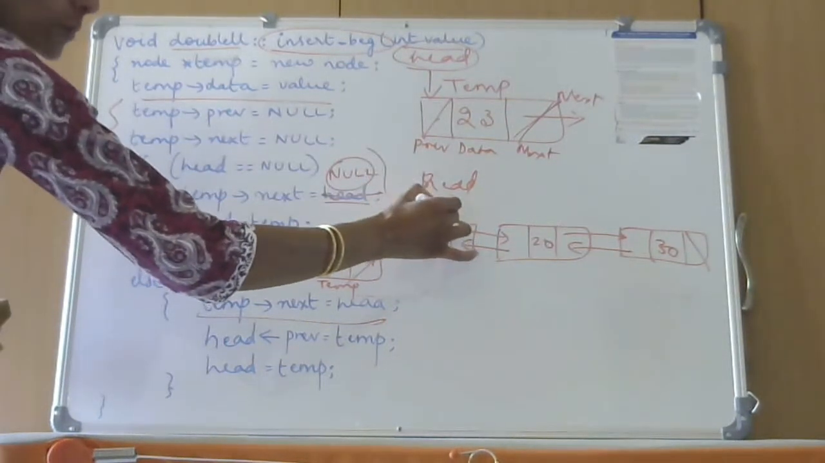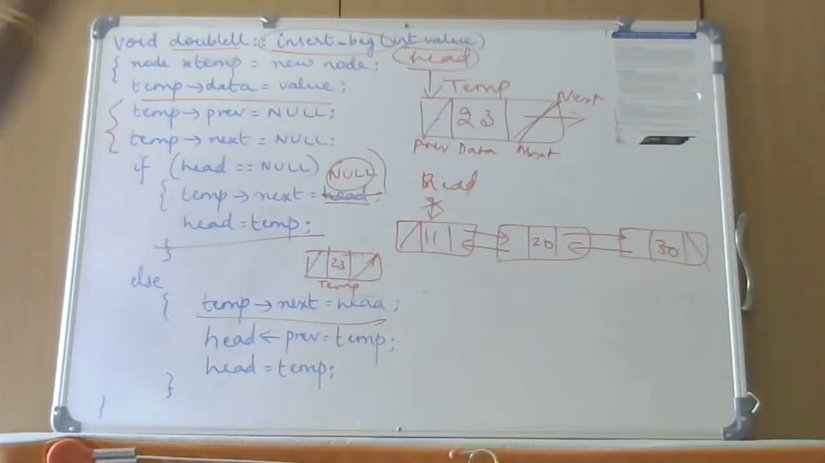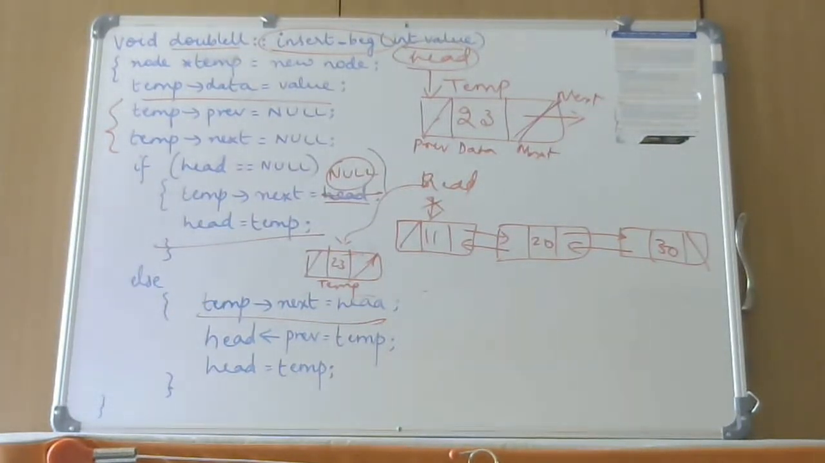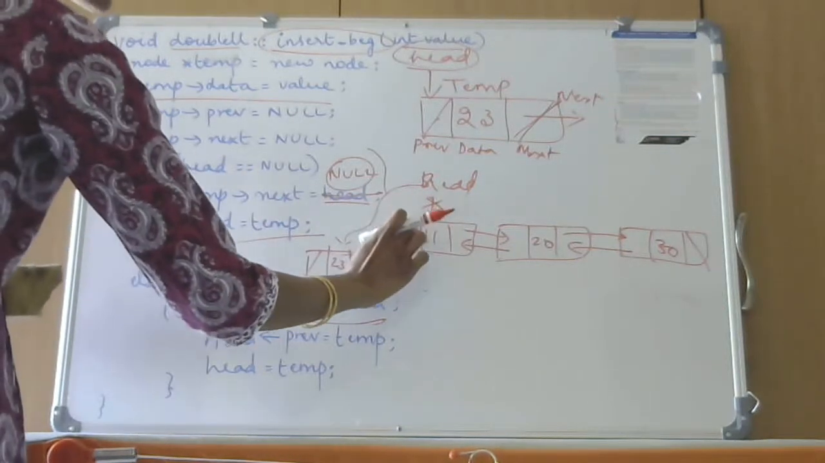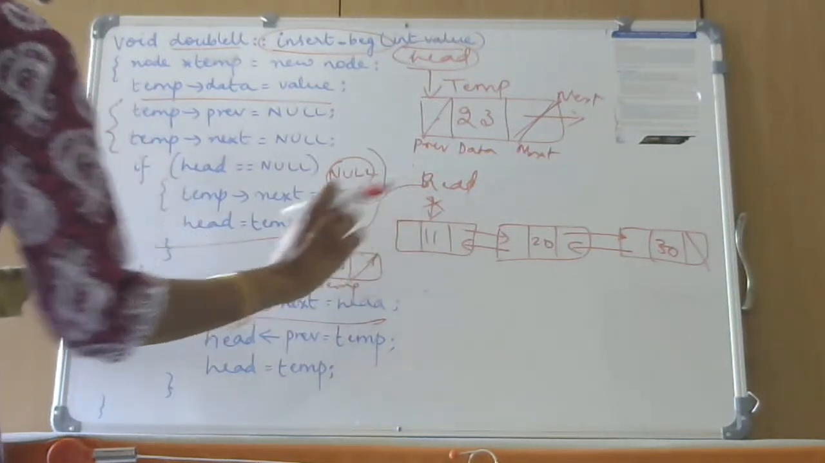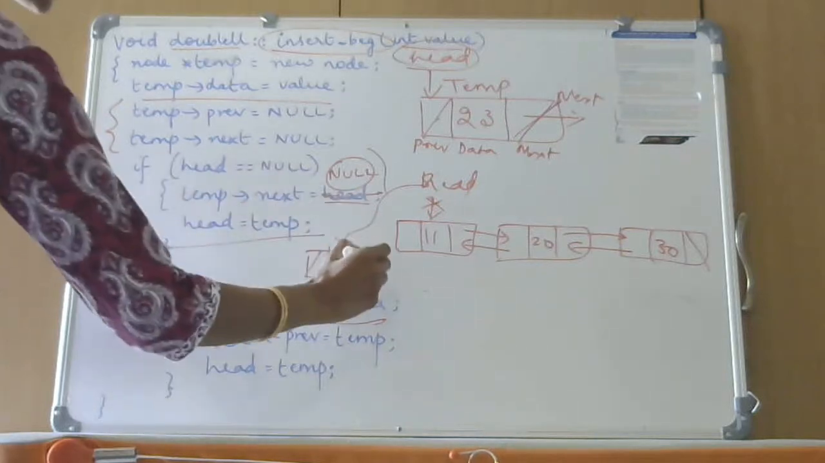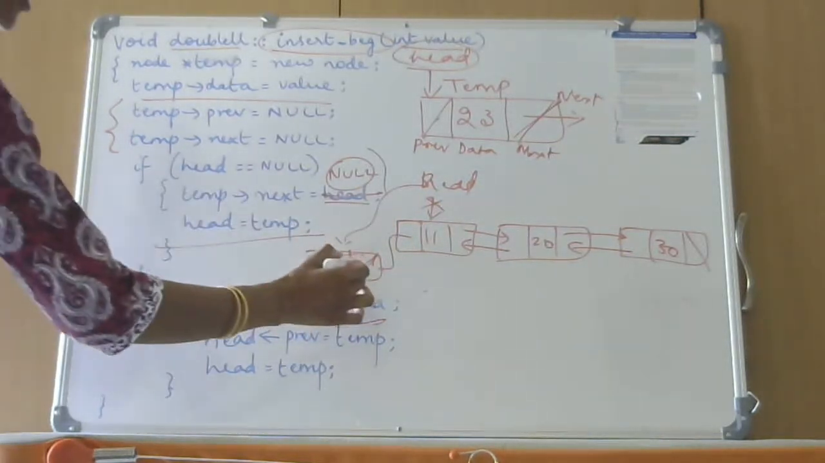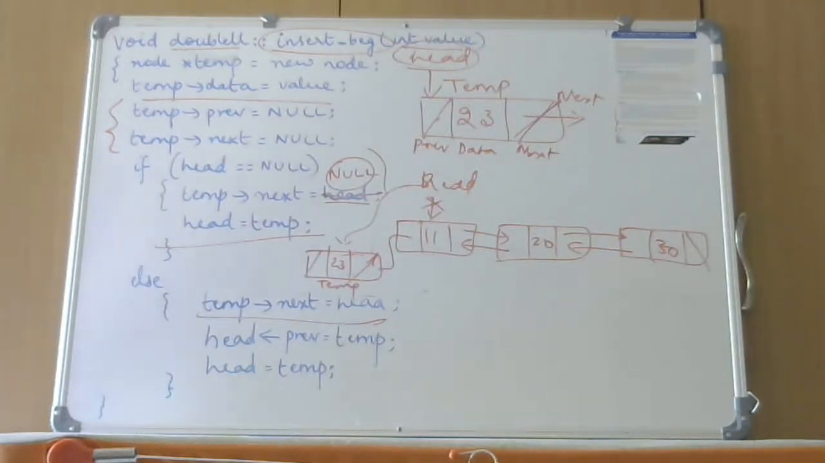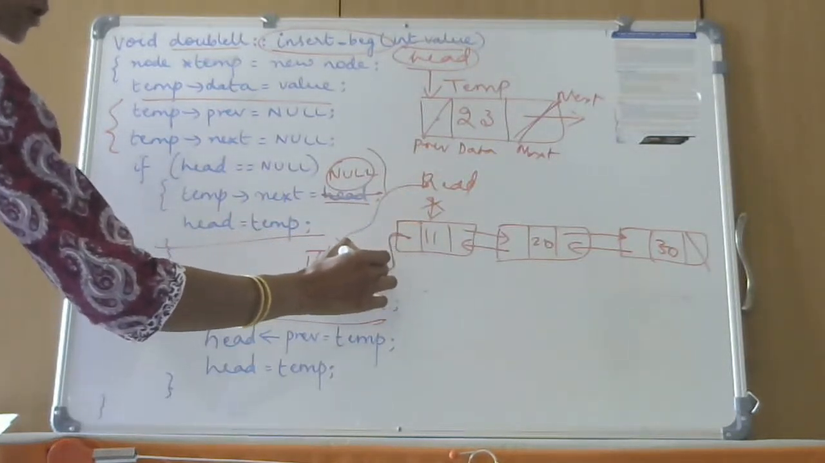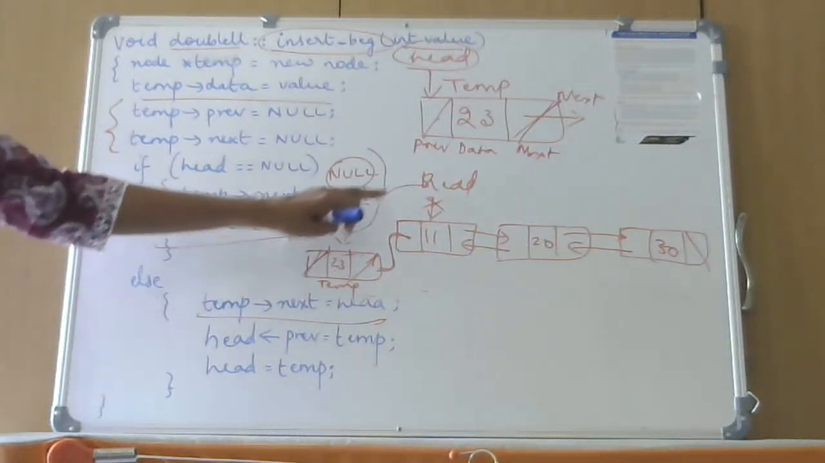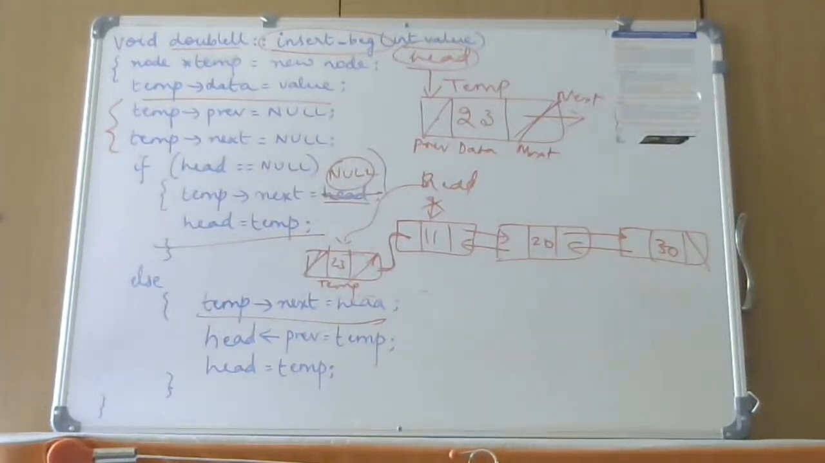This head should not point to 11 anymore. It should point to 23. That's the first change you have to make. Then what else? This previous link of 11 is null, is it not? Now it should not be null. It should be connected to 23, or temp of next should point to 11, either way. So this link should now come here. This will be null only and your head should be pointing to temp. That is what we have done.